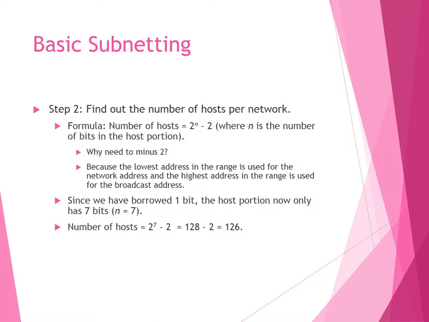Step 2: Find out the number of hosts per subnet. Formula: number of hosts is 2^n minus 2, where n is the number of bits in the host portion. Why do we need to minus 2? Because the lowest address in the range is used for the network address and the highest address in the range is used for the broadcast address. Since we have borrowed 1 bit, the host portion now only has 7 bits, so n is equal to 7. The number of hosts is 2^7 minus 2, which is 128 minus 2, equal to 126.